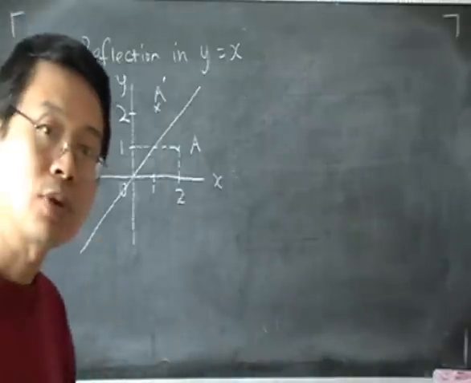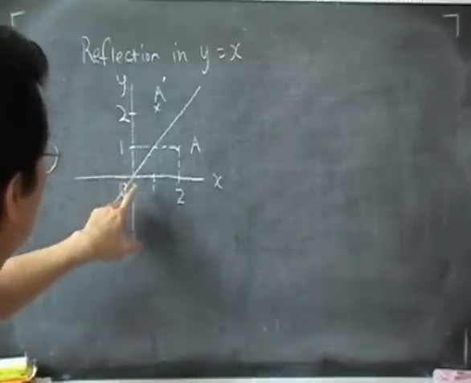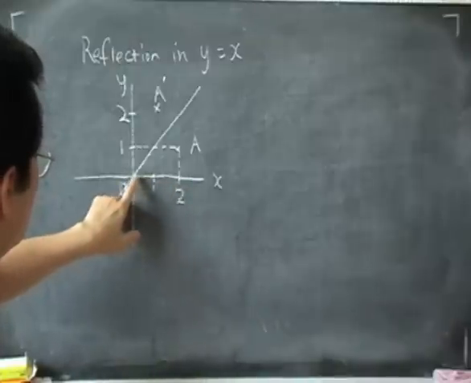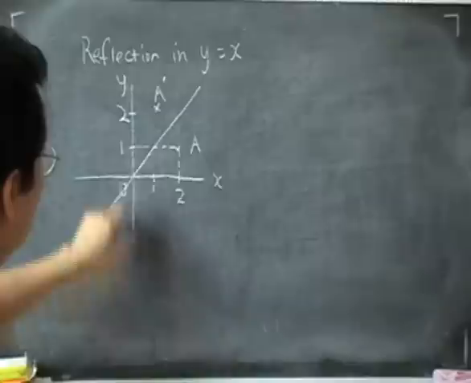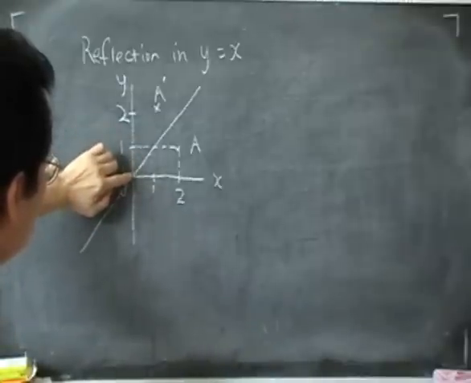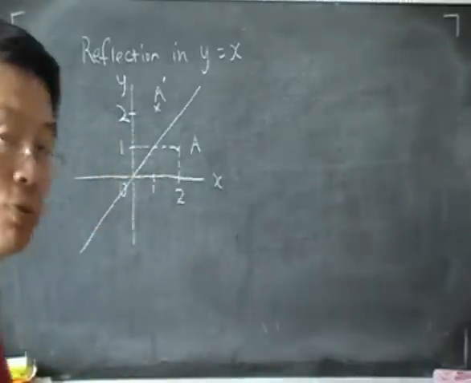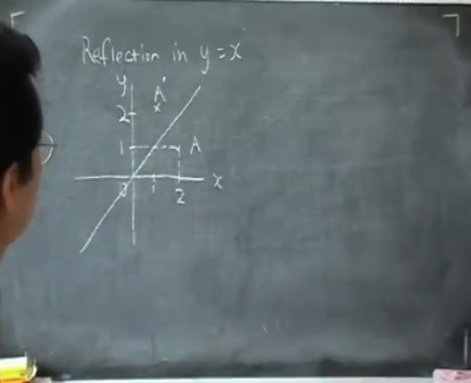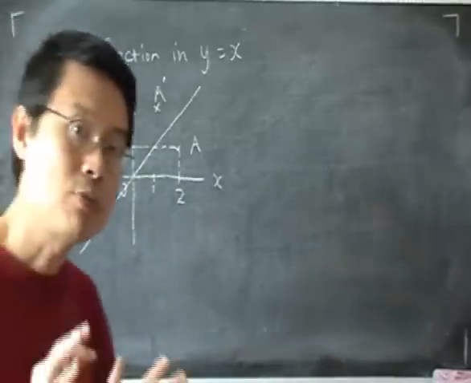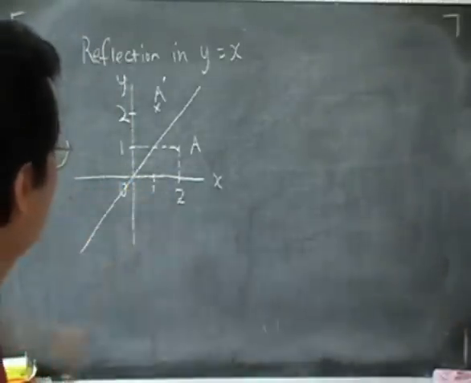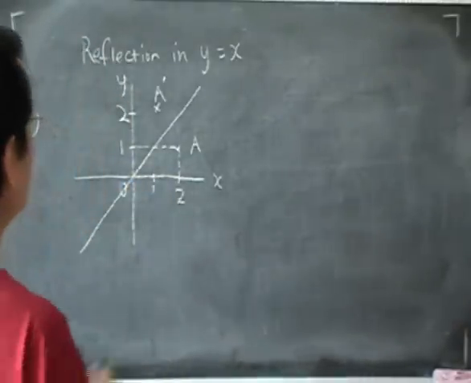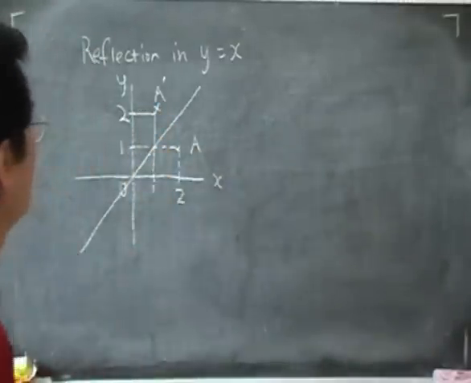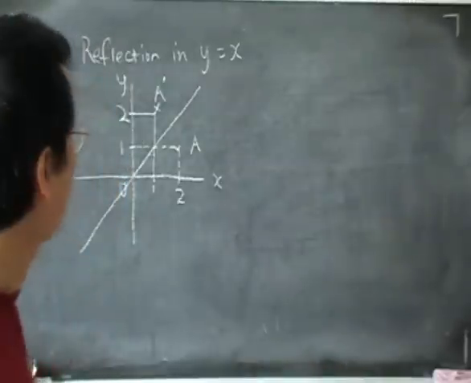Now let's look at our results so far. We have reflected this side of the rectangle to that line, and we have reflected this side of the rectangle to this line. So we have just reflected two sides of the rectangle to here. Now once you have two sides of a rectangle, you can easily complete the rectangle by drawing the other two sides. That's our new rectangle. Okay?